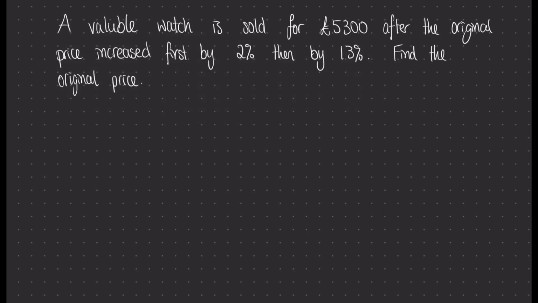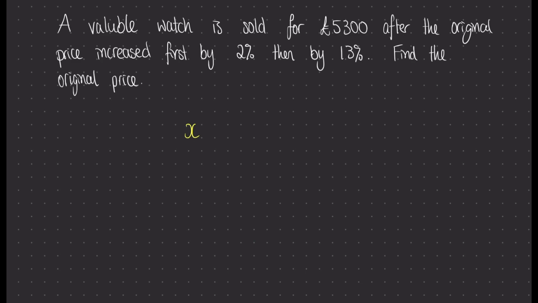Let's take a look at our third example. A watch is sold for £5,300. This is the new value. The original price increased by first 2%, then by 13%. So we have 2 percentage increases on the original price. So we're going to set the original price to be x. Then we're going to deal with these multiplying factors one after the other.